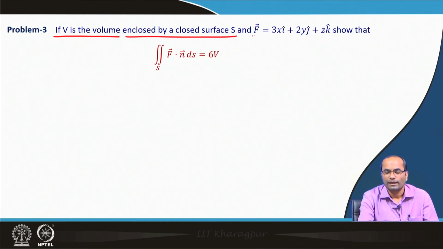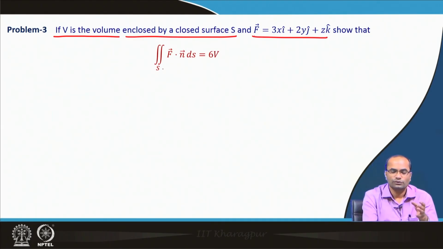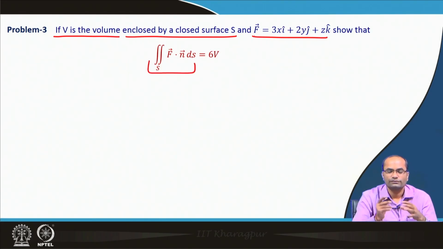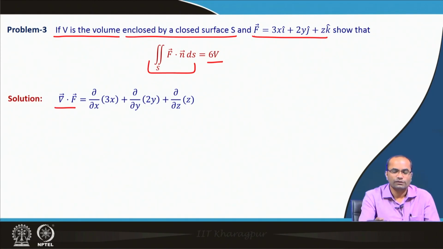Here we will see that if V is the volume enclosed by a closed surface S, and this f is given by 3x i, 2y j and z k, then we will show that this flux integral f dot n dS is nothing but 6 times the volume. Naturally, we will apply the divergence theorem to see how this 6 times V is coming, and the idea is exactly from here.